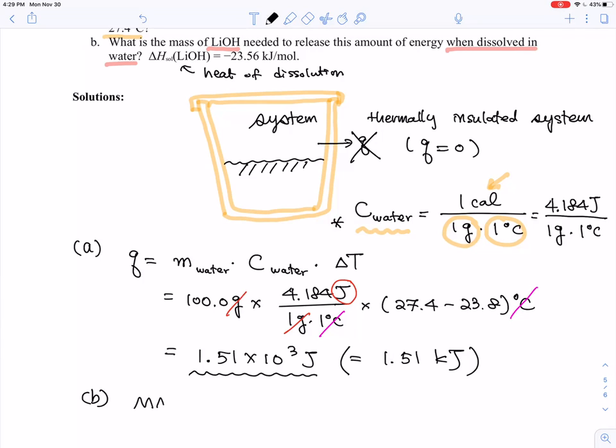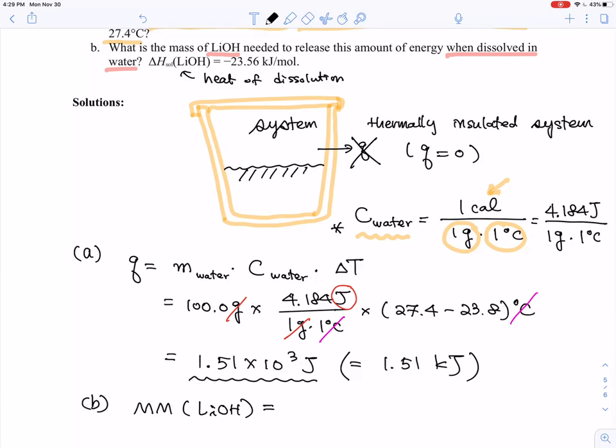So the first thing to calculate is the molar mass of lithium hydroxide. They want to calculate the mass, which is a practical quantity, but the useful quantity to know is actually on a per mole basis. So we need to calculate that. By putting the lithium, oxygen and hydrogen together, you'll find that it is 23.95 grams per mole of lithium hydroxide.